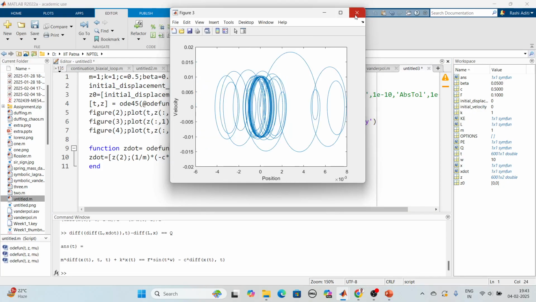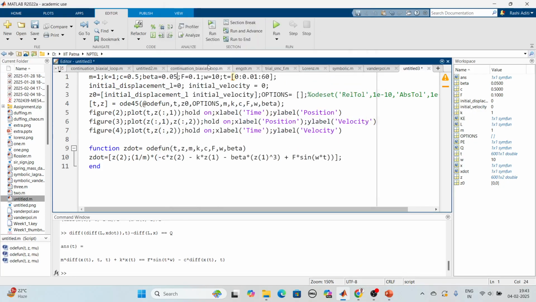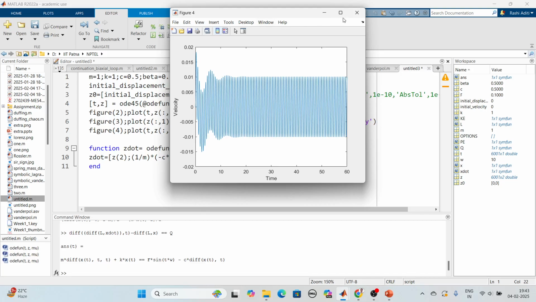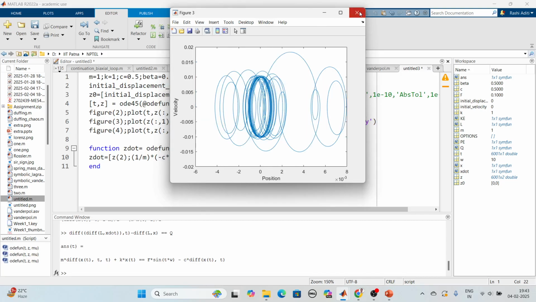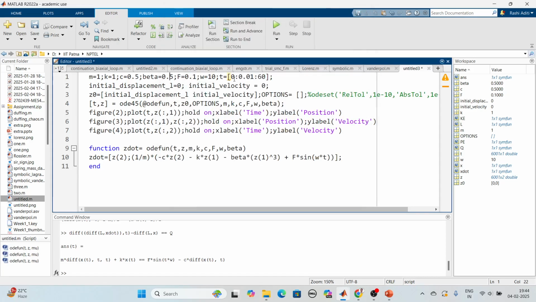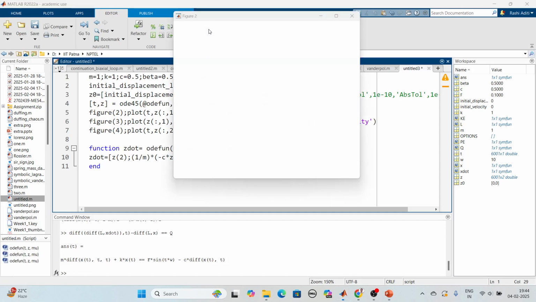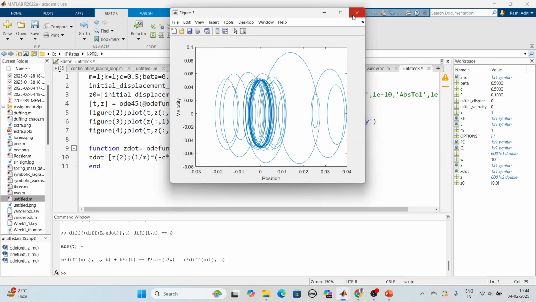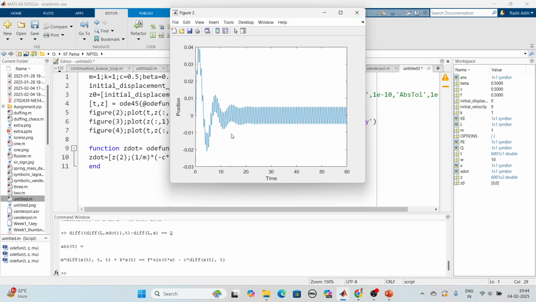Not much change. Okay, this is going to suppress. You see, the value has reduced. Yeah, the amplitude has reduced. So that is how the system is going to behave. Now, if I increase the forcing frequency, like forcing value also, then it will show a bit different kind of a vibration. You see, the amplitude has also increased.